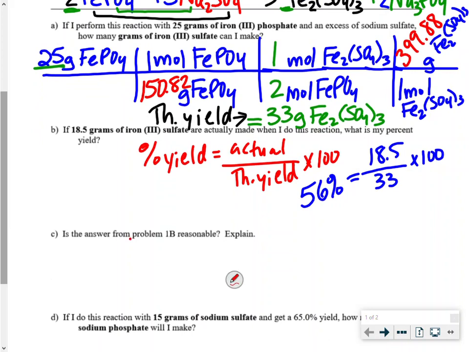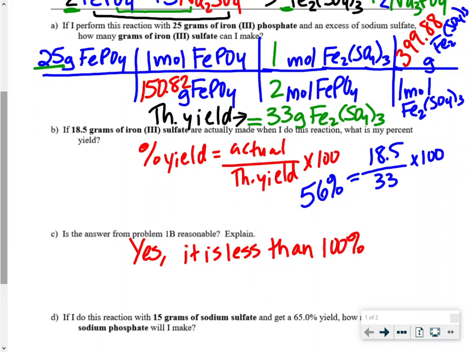Now, C is a good question. Is the answer from problem 1B reasonable? Is this a reasonable answer? Yes, it's reasonable, but why? Because it's less than what? This is a reasonable percent yield because it's less than 100%.